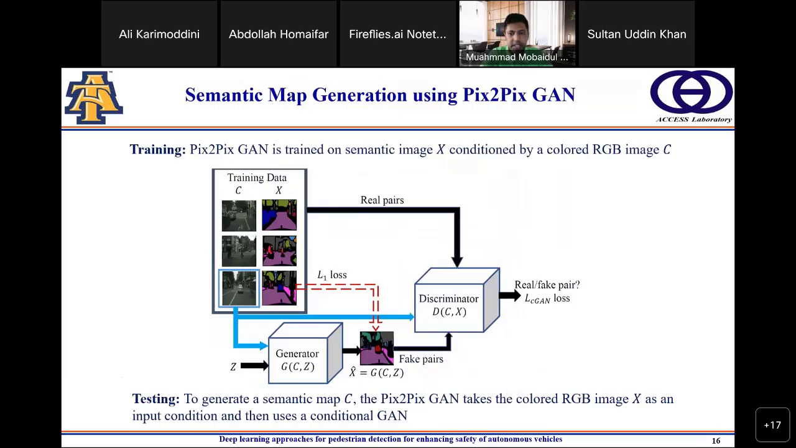Now let's discuss another semantic segmentation branch, which is the fast network that I mentioned earlier. We can use pix2pix GAN, which is a fast semantic segmentation network. For pix2pix GAN, in the training stage, semantic images X are used, which are conditioned on a colored RGB image C. During the testing phase, to generate a semantic map, the pix2pix GAN takes the color RGB image as an input condition and then uses a conditional GAN to generate the semantic map.